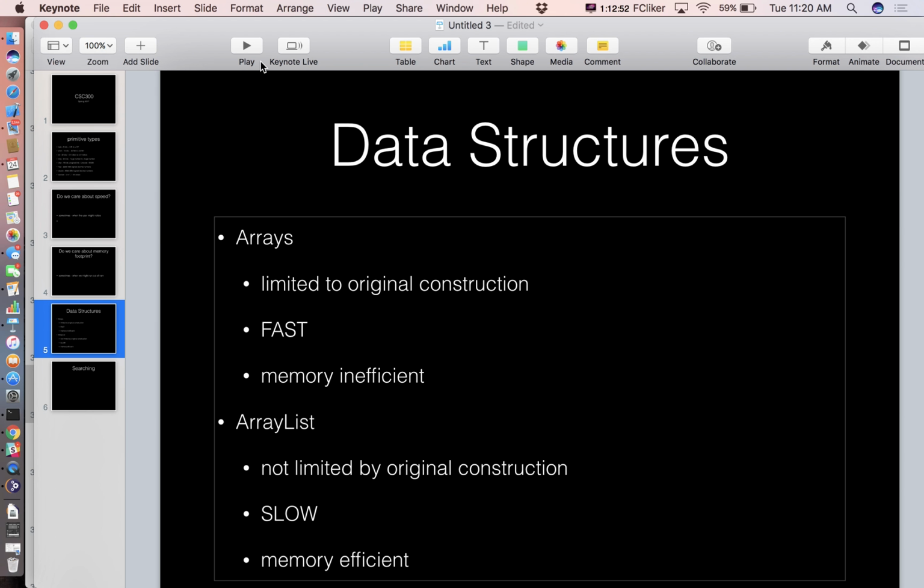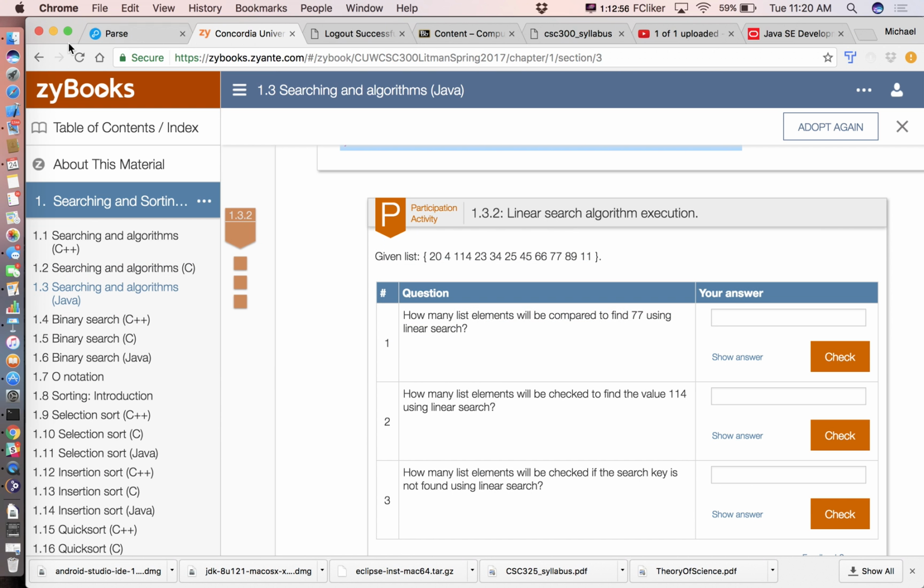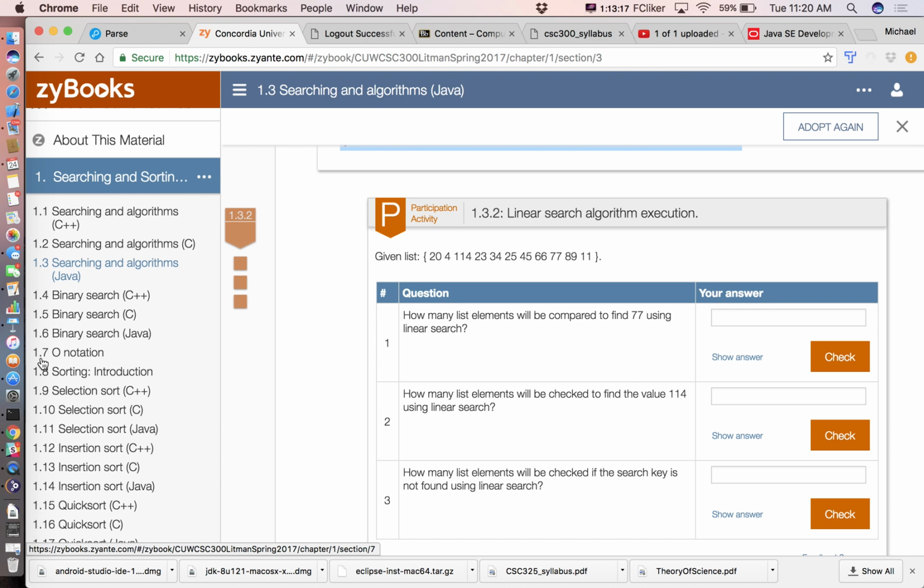Okay, so for your homework, make sure you get the book, and I want you to read just the Java section. So see like 1.1, 1.2, 1.3. These are all the same content. I want you to read the Java section for 1.3, 1.6, and 1.7 for next class.